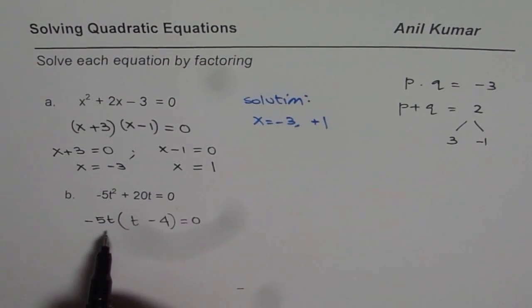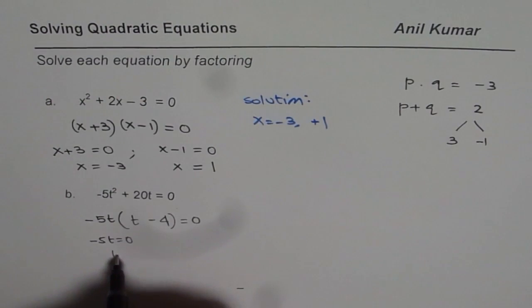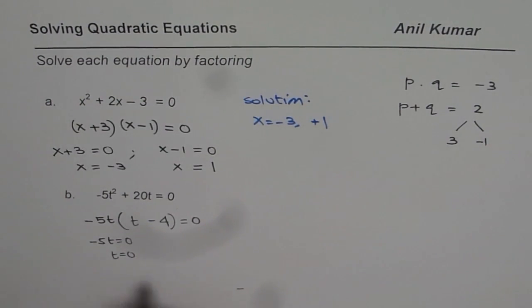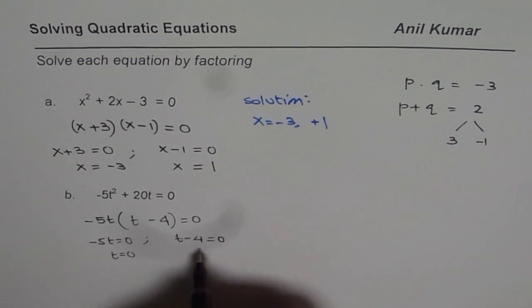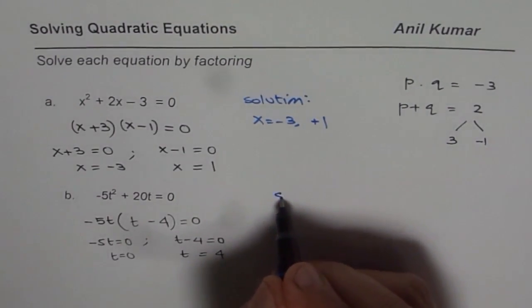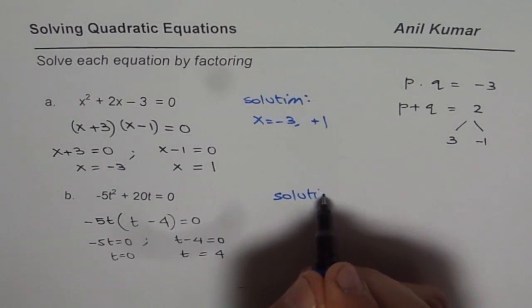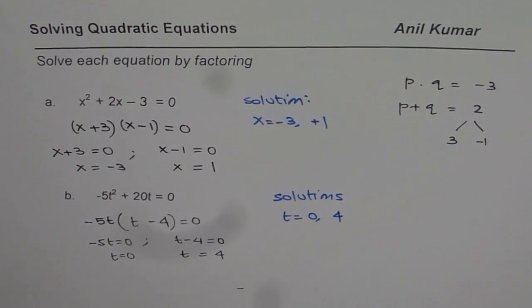Now here also we have two solutions. Minus 5t equals 0, that means t equals 0, since minus 5 cannot be 0, right? And the other one is t minus 4 equals 0. That gives us t equals 4. So in this case, again we have two solutions. So our solutions are t equals 0 and plus 4.